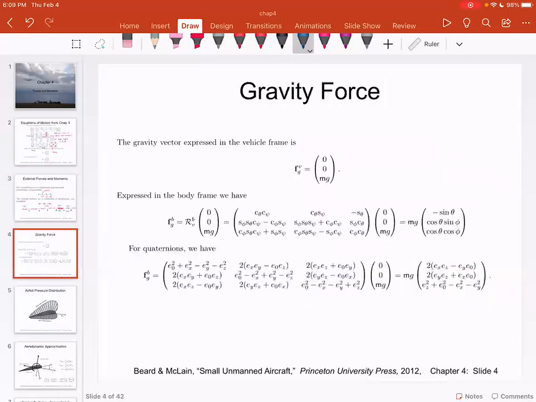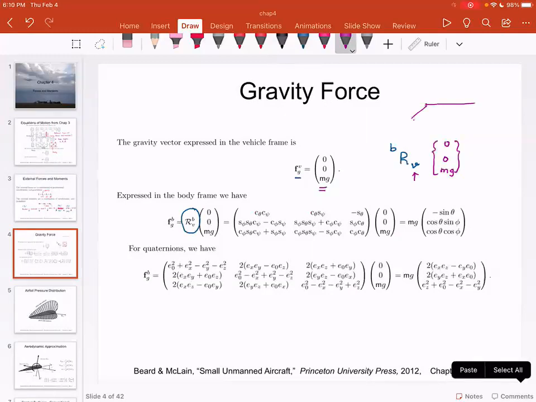Now let's talk about the first force, and this force is very simple. This is gravity. So please note, this is the gravity. And now, if you think about it, it's along the north-east-down frame. So I just want you to look at this rotation transformation R, which is R_B with respect to V. V is the vehicle frame, which is the same as the inertial frame. And this gravity vector, which is 0, 0, mg, is in the north-east-down inertial frame.